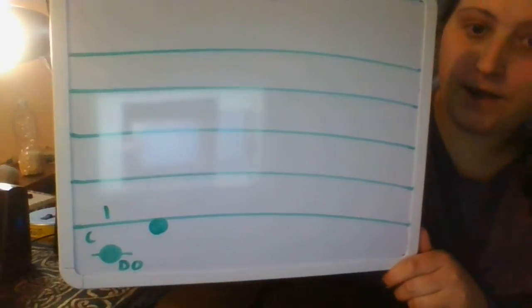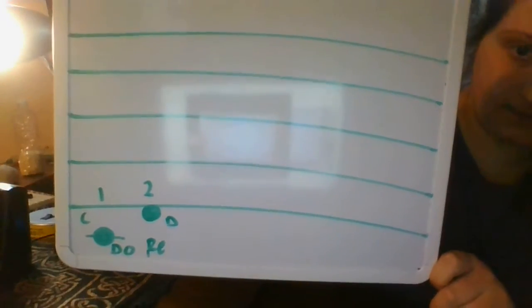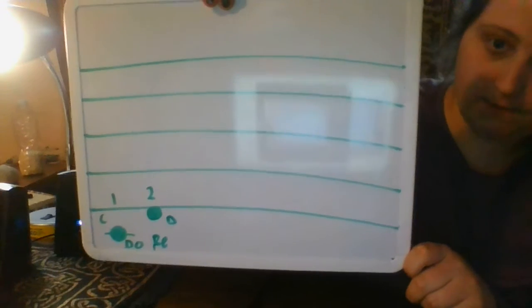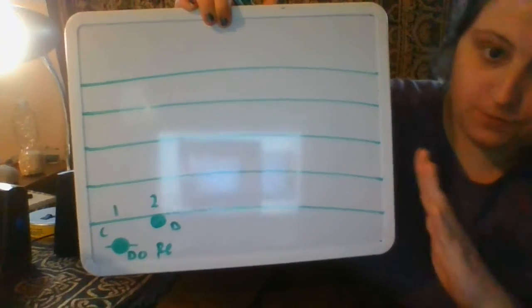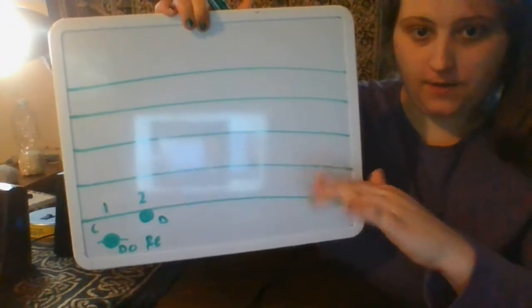That's do. It's a lot higher. Do. Do, C, or 1. And then Re. Re. 2. Or D. D is the note name, the letter name. 2 is the scale degree that corresponds with Re, which means 2. Here's the sign for Re. Here's the sign for Do.